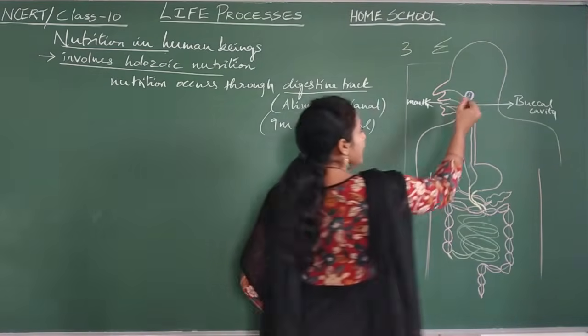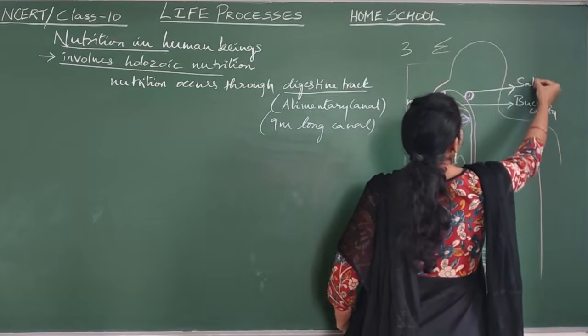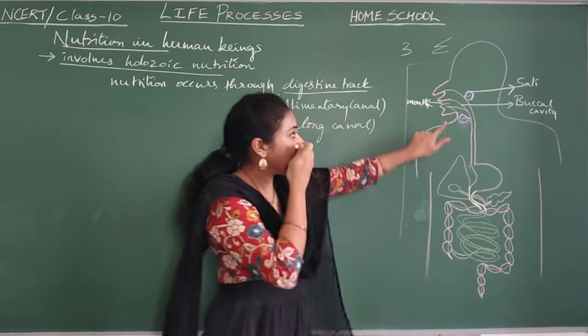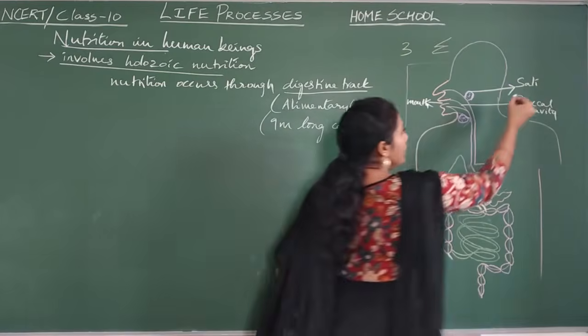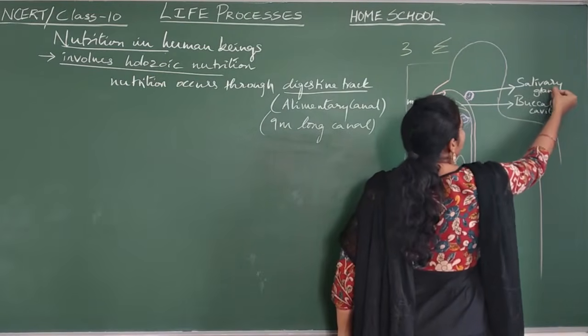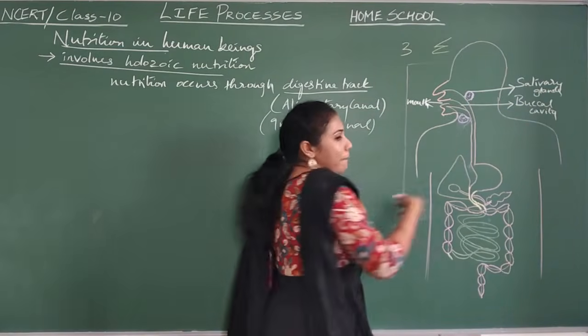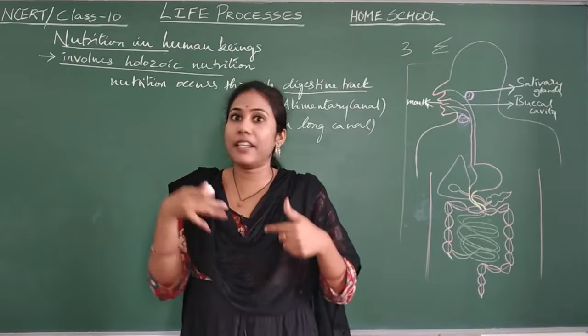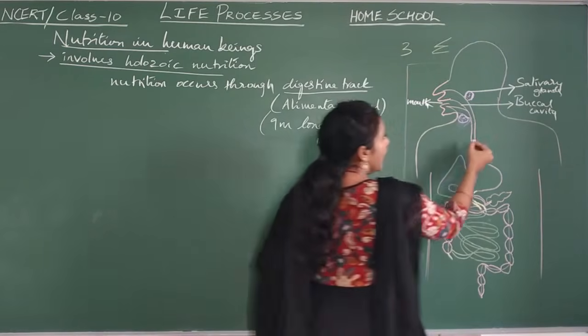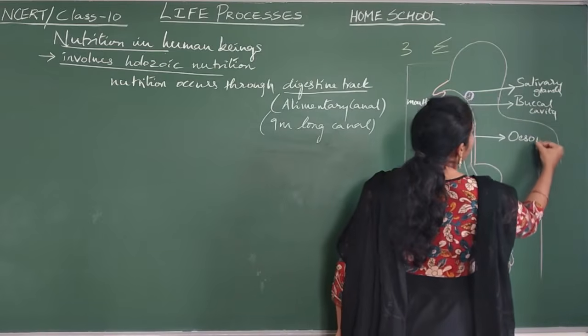Okay, and buccal cavity will have salivary glands. These glands, the purple color glands, whatever I have shown here, this is called salivary glands. Salivary glands. Okay, and this long pipe that comes in the chest area, that is called esophagus. This is called esophagus.